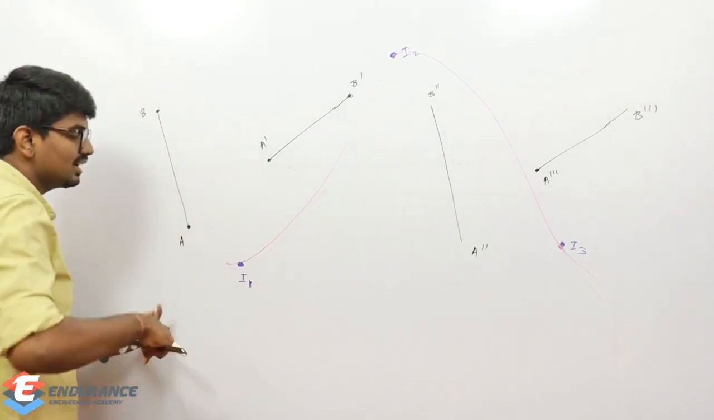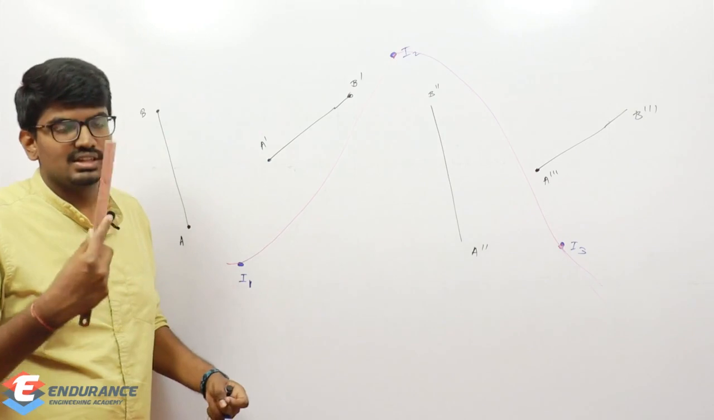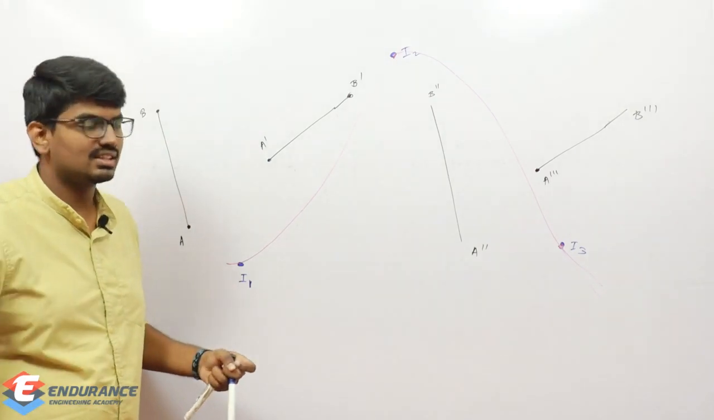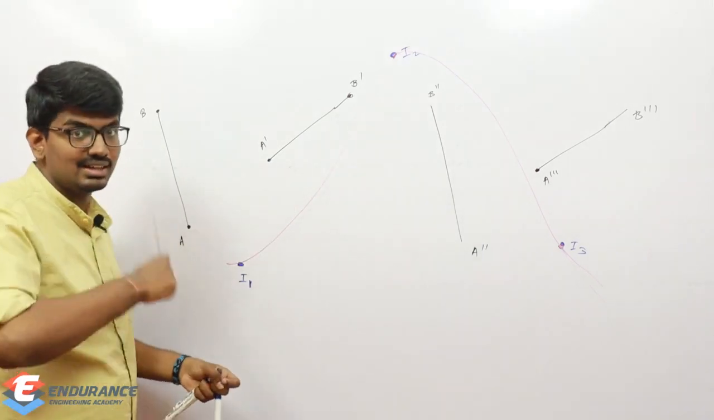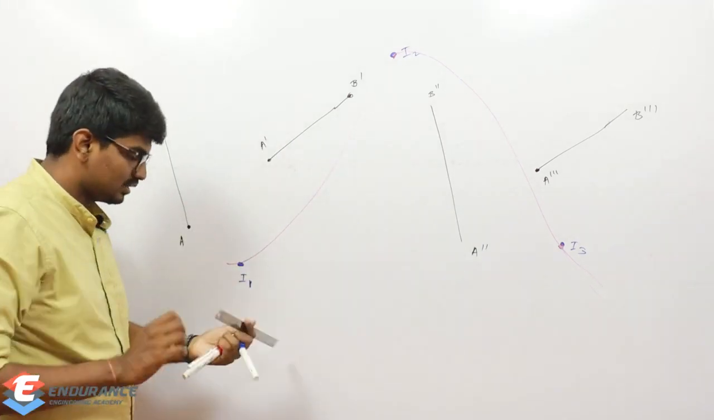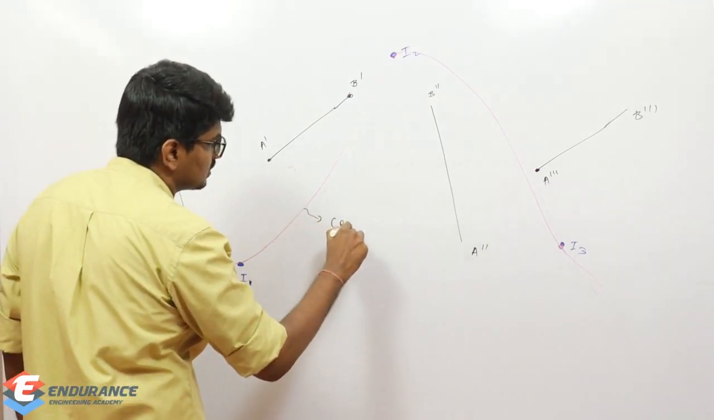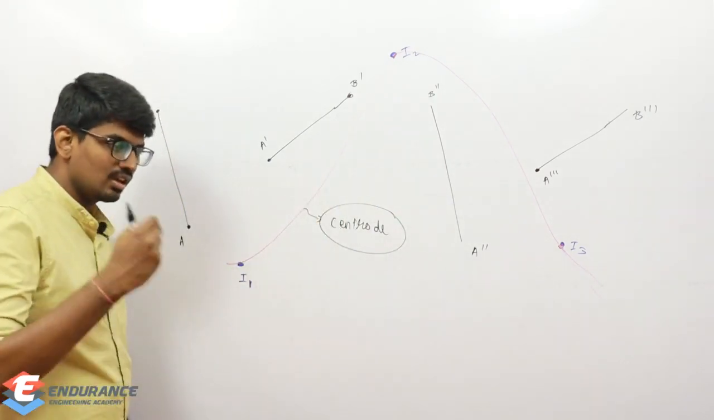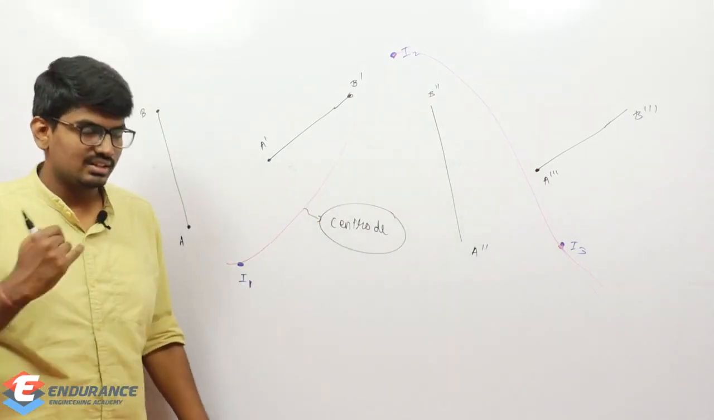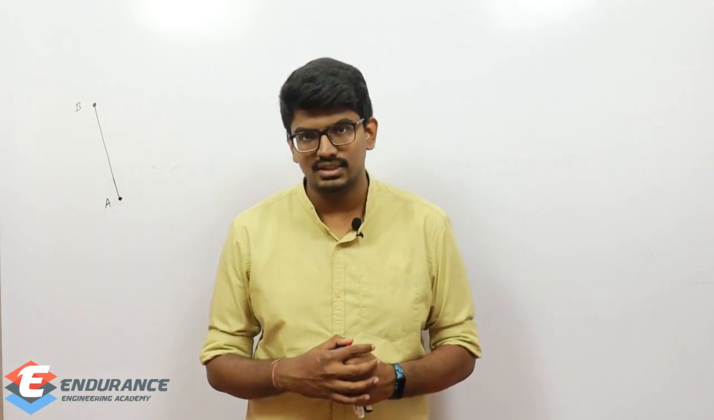So the instantaneous center will keep on varying as the body continuously moves. That is, for each instant there will be a different instantaneous center. And if I start finding out the locus, or if I start tracing the path, that path is called the centroid. So centroid is simply the locus of the instantaneous center, or just the path traced by the instantaneous center.